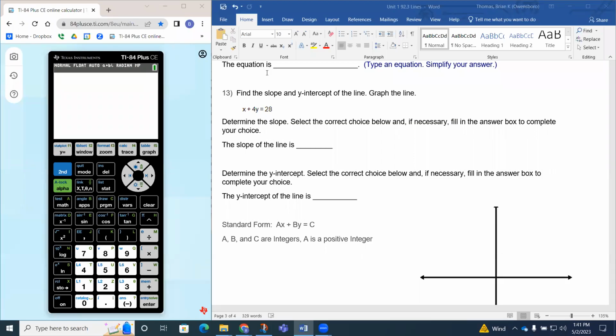So question 13 says, find the slope and the y-intercept of a line that's given, and we also want to graph the line. So the first step is determine the slope of a line. Notice that what we have is what's called standard form. Standard form is ax plus by equals c, where a, b, and c represent integers, which means positive or negative whole numbers. But a has to be a positive integer.